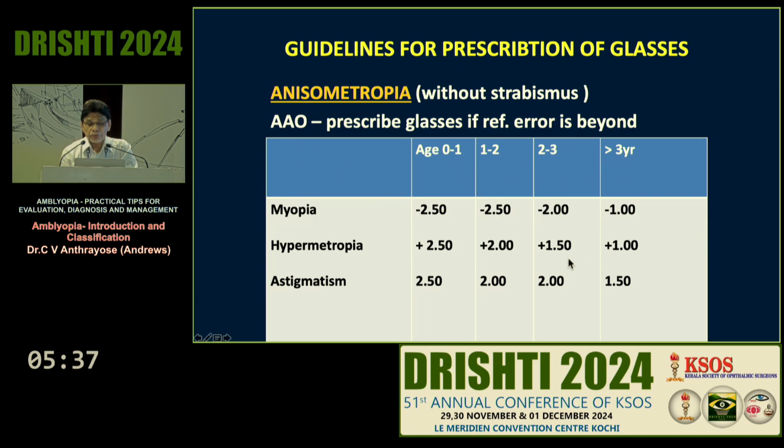If there is anisometropia, it should be more strict. Myopia and hypermetropia of more than 1 diopter should be treated, and astigmatism of more than 1.5 diopter should be treated after the age of 3 years.